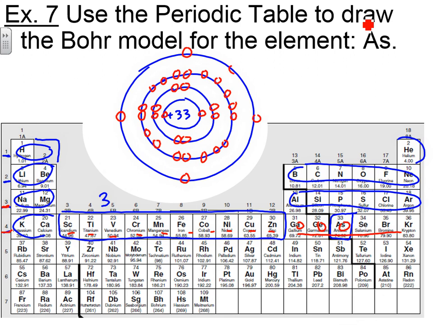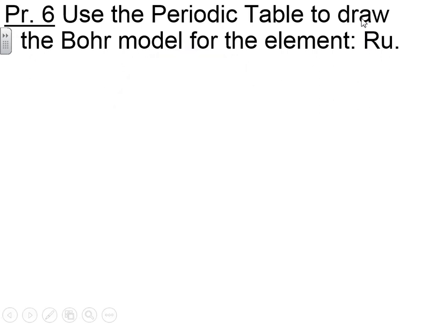Now, if this is a little confusing, don't worry too much. You can go ahead and add them just the way we've done it before, but this would be the Bohr model for the element arsenic. Alright, and this completes it for us. Go ahead and try one on your own. Try ruthenium, and then we'll do more of this in class.